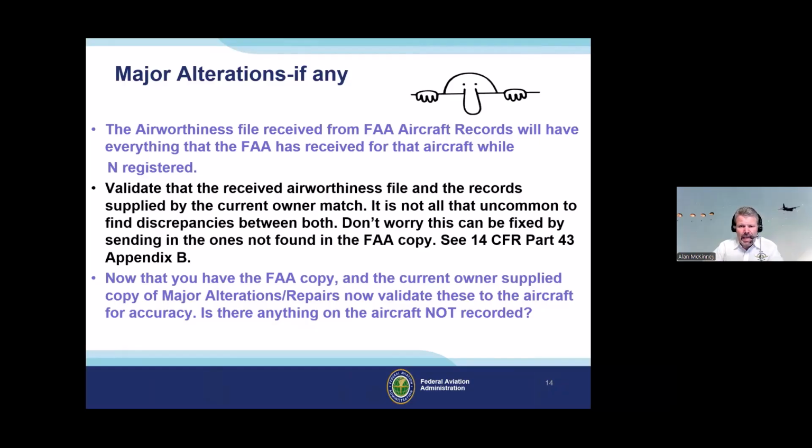If it doesn't, how do you fix it? Find the ones that are not included in the airworthiness file and forward them to Oklahoma City to meet the 43 Appendix, I believe it's B, for recording 337s, and just send it off to Oak City and have it included into that airworthiness file. Oh, it is B. Oh, heck, I had it there. So I got ahead of myself.